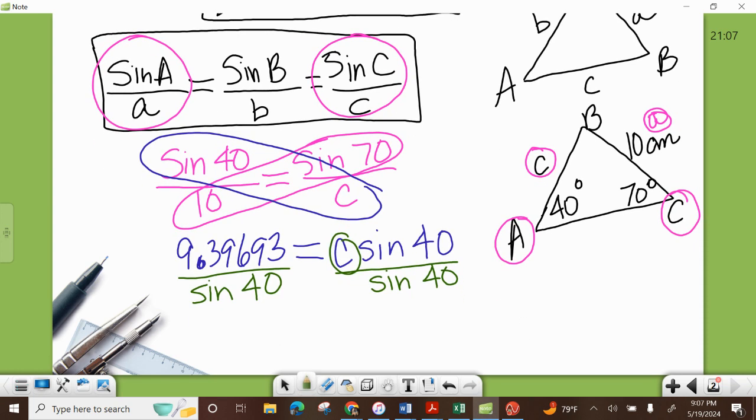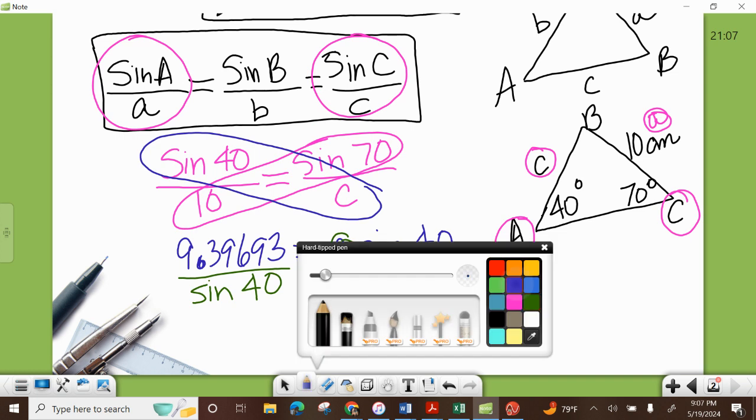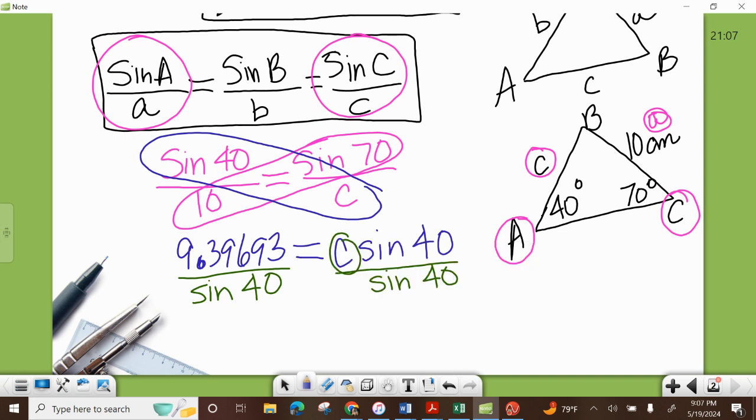So 14.6 is C, which means 14.6 is the length of my side. So C equals, and I'm going to round to 1 decimal place, 14.6. So that means in my triangle, this side is 14.6, and since my unit is centimeters, it's centimeters. That's how you use the law of sines to find a missing side.